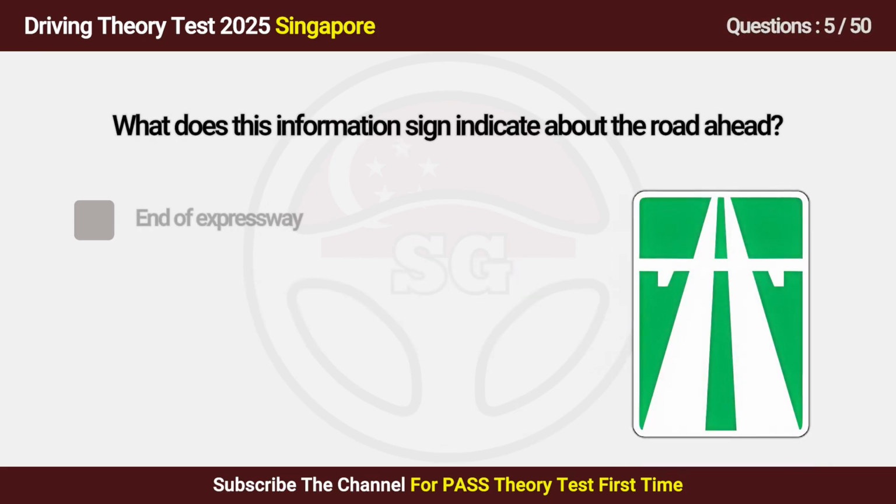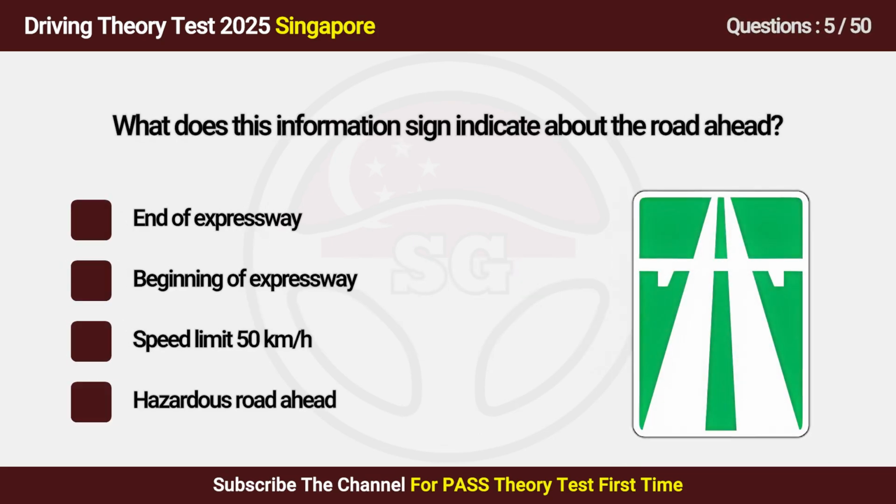Question 5. What does this information sign indicate about the road ahead? A. End of expressway. B. Beginning of expressway. C. Speed limit 50 km per hour. D. Hazardous road ahead.